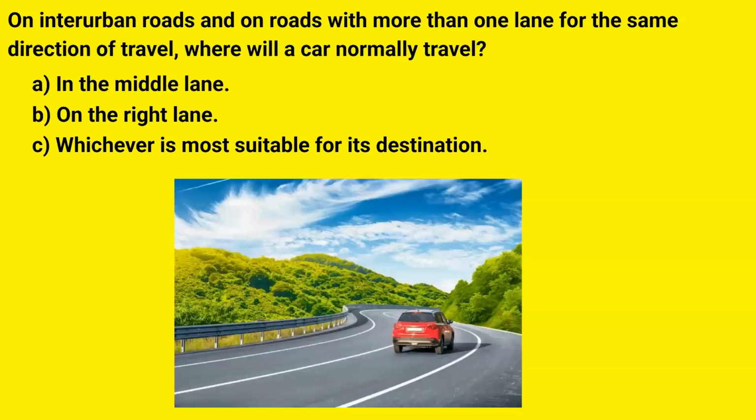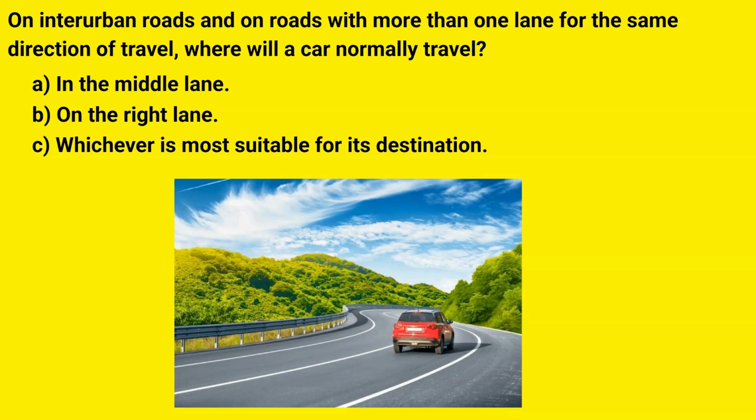Here is question number one. On interurban roads and on roads with more than one lane for the same direction of travel, where will a car normally travel? Now, here there are three options: A, in the middle lane, B, on the right lane, and C, whichever is most suitable for its destination.